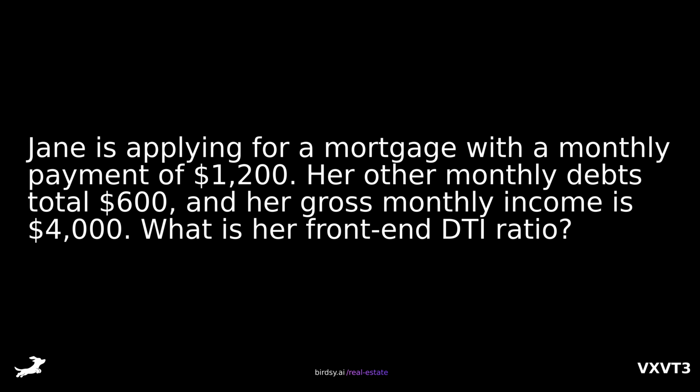Jane is applying for a mortgage with a monthly payment of $1,200. Her other monthly debts total $600, and her gross monthly income is $4,000. What is her front-end DTI ratio?